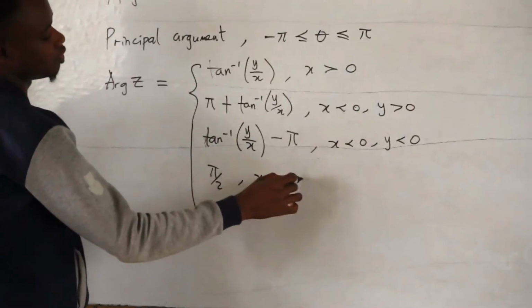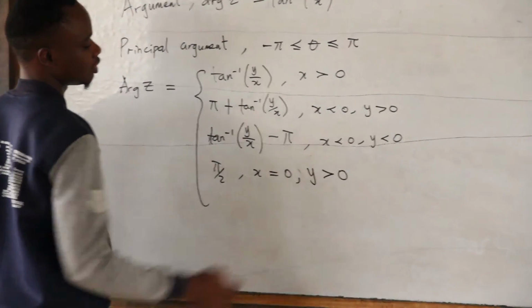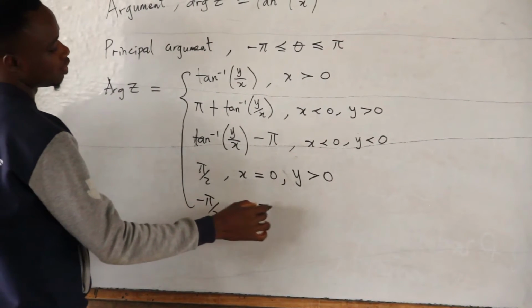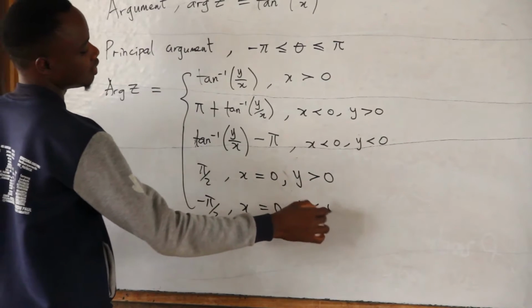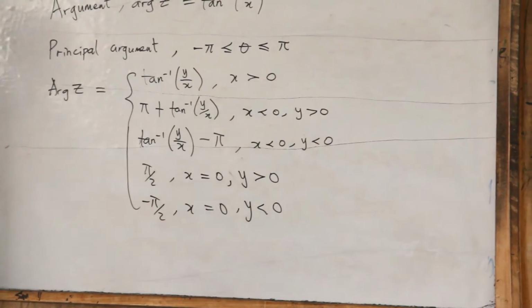Alright, so we're going to have this thing to be equal to pi over 2 when x is equal to 0 and y is positive, greater than 0. And then it's going to be minus pi over 2 when x is equal to 0 and y is negative. Does that make sense to you? That will be the principal argument.